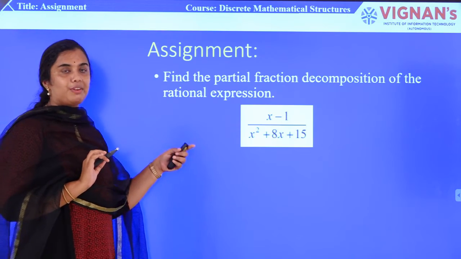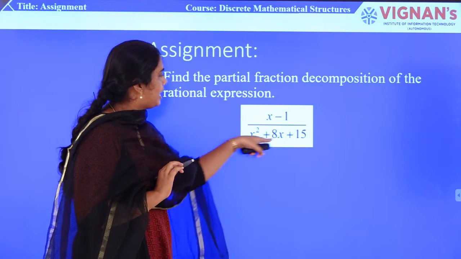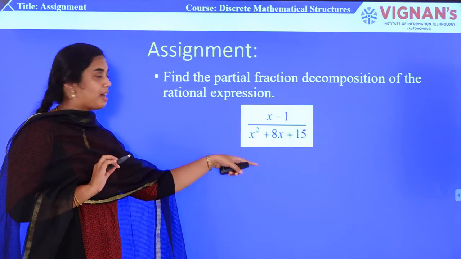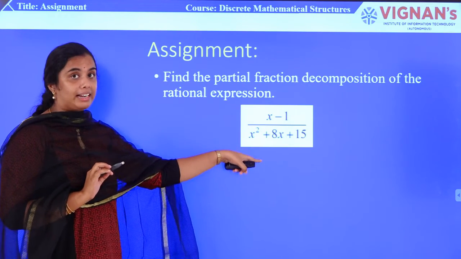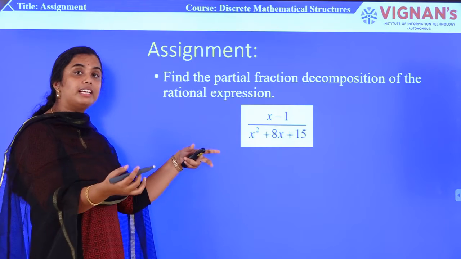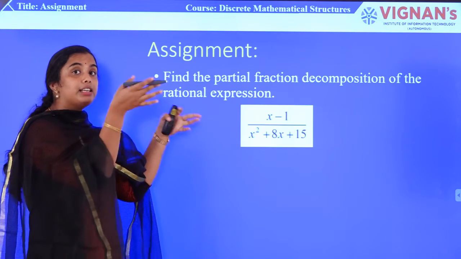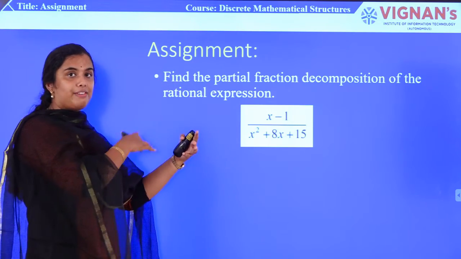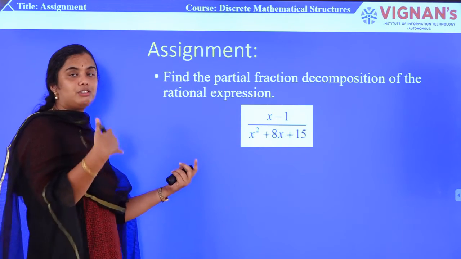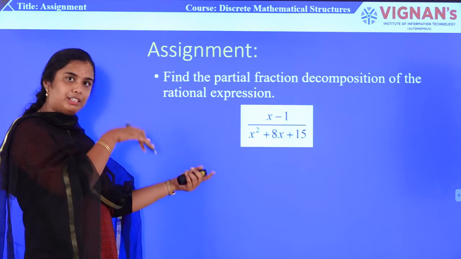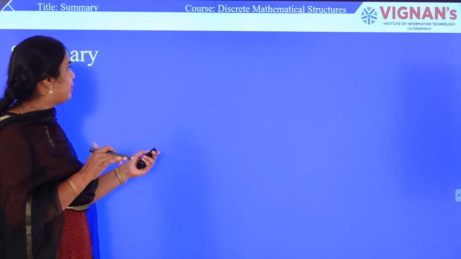Next, this is the assignment question, guys. Here I am given the same rational expression. First you try to decompose this in the form of factors, and after decomposing into factors, assign the variables in the numerator like A by factor plus B by factor, something of that type. Then try to solve the equation according to the previous example. This will be the assignment for you.